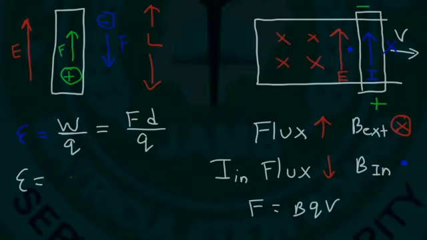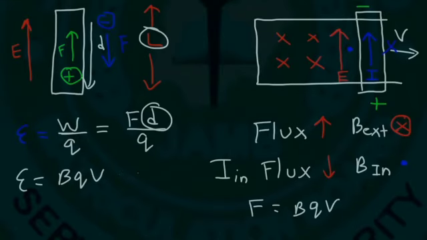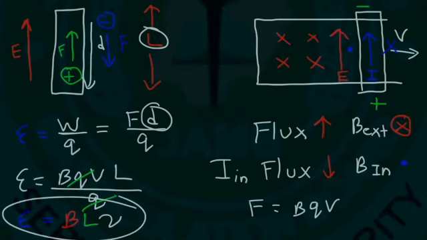So let's replace F with BQV. And D is the distance that the charges move when being acted on by the magnetic force. So the electrons are going to move a distance D in the direction of the force, which is basically the same as L. So let's replace D with L. Notice that Q cancels, and we get the same formula. So the induced EMF is equal to the magnetic field times the length of the moving rod times the speed of the moving rod. So those are just two ways in which you can derive this equation.